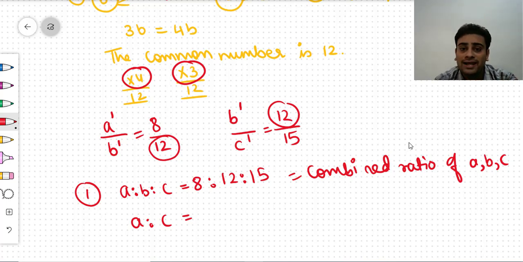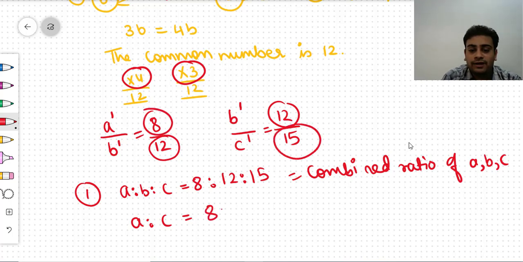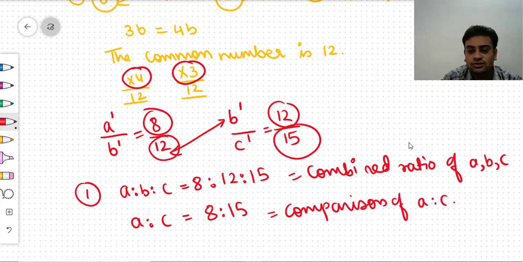But if we need to find only A and C, the ratio of A and C, what will it be? It will be 8 upon 15, because we know that now the B is the same. The value of B is the same. So ultimately your base is the same. One thing is the same or common in both the ratios. So now you can compare the other two quantities. So this you can say comparison of A is to C. So this is the difference between two things.